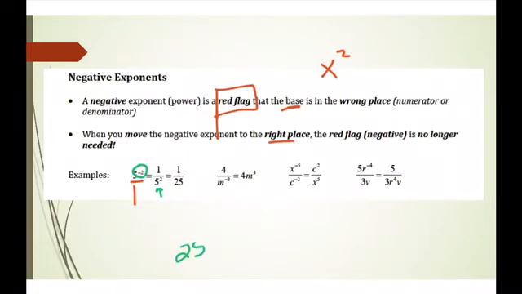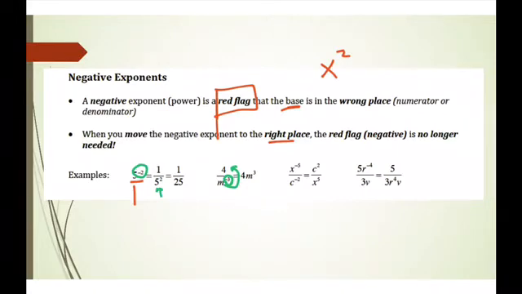Okay, another example. If we have 4 over m to the negative third, m has a negative third exponent. So that tells me that m is in the wrong place. So m to the third is going to come up to the top. 4 is fine where it is. So m comes up to the top with no negative because we're moving it. So once we move it, there's no negative. And so that's what the answer is for that one.